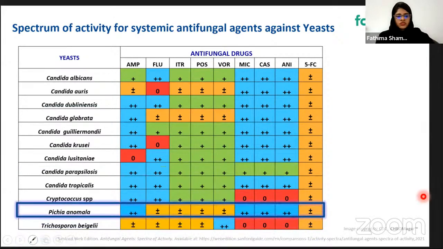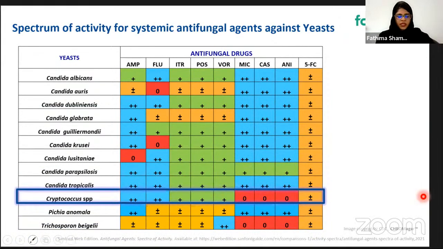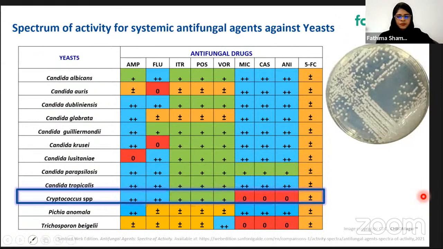Next, we are moving on to the Cryptococcus species. Now, Cryptococcus species cause cryptococcosis. This is a fungal infection. They are resistant to echinocandins in vitro, and they are susceptible to amphotericin B and other triazoles.